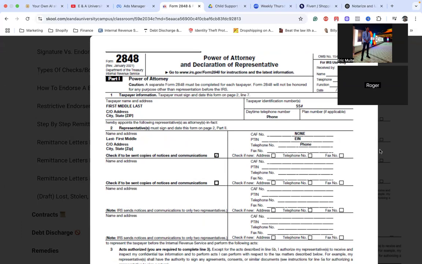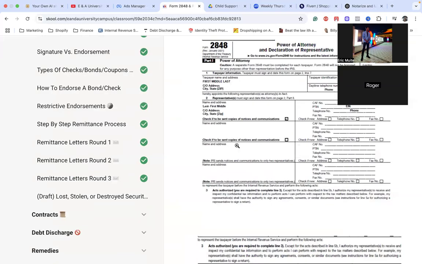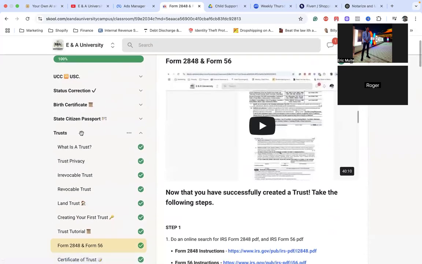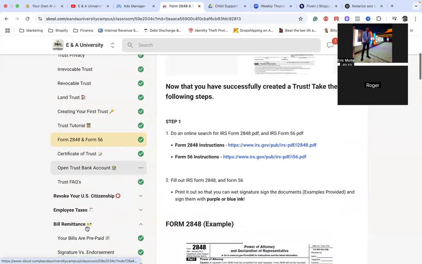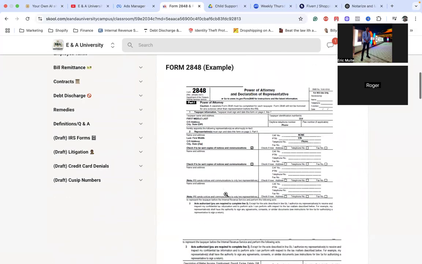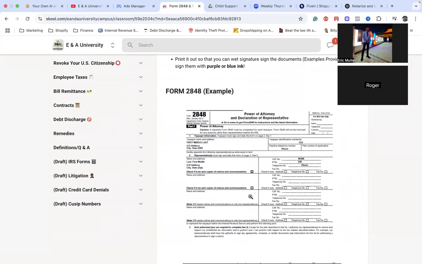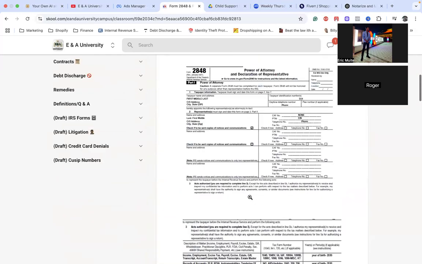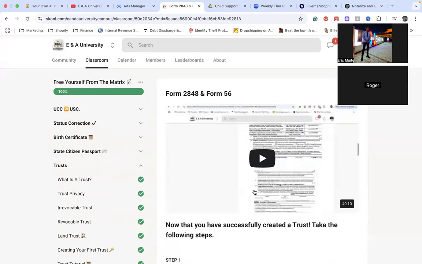All right. So this is located in the Free Yourself the Matrix campus, right in the trust section. If you're needing to fill this out, you're more than welcome to just follow these instructions and use the same template I did, right? But I have a video explaining all of it and breaking it down to simplify it for everyone.